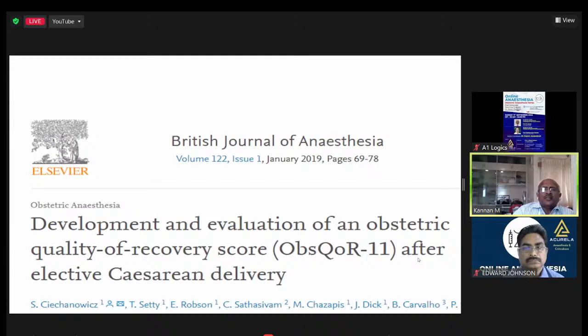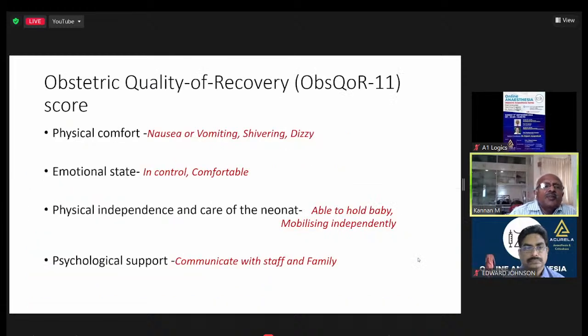Nowadays, there is a recently published development and evaluation of the obstetric quality of recovery score after elective cesarean delivery. So how do we validate our procedure, how do we know how much we have satisfied the patient? Some way of scoring should be there. This has evolved. This is taken by 4 criteria.